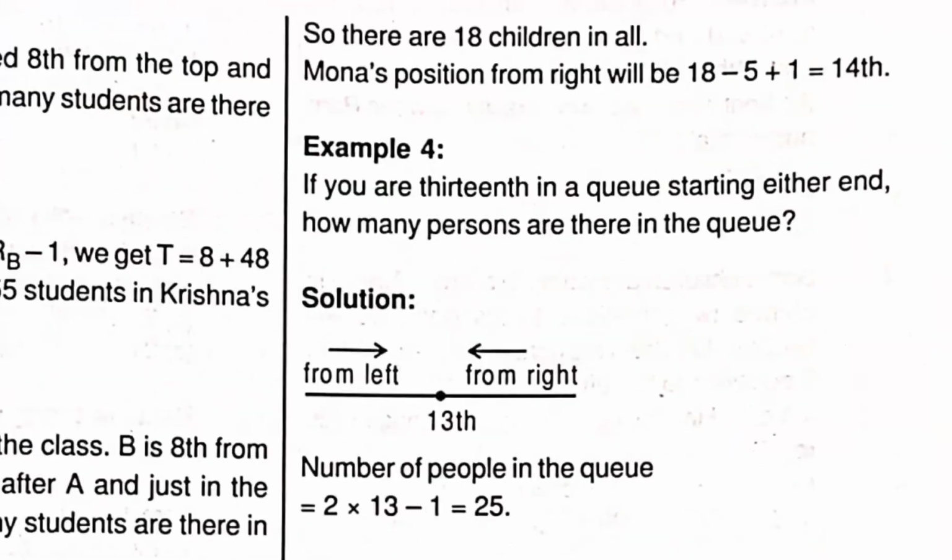Example number 4 now. If you are 13th in a queue starting from either end, how many persons are there in the queue? Understanding? We have to understand the language first. We are saying that if we are standing in a queue and we are 13th from either end, like from the left end also we are 13th, from the right end also we are 13th. So in total how many students will be there in the queue, in the line?